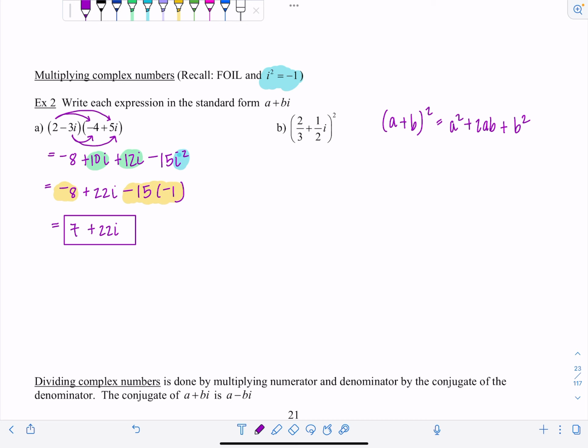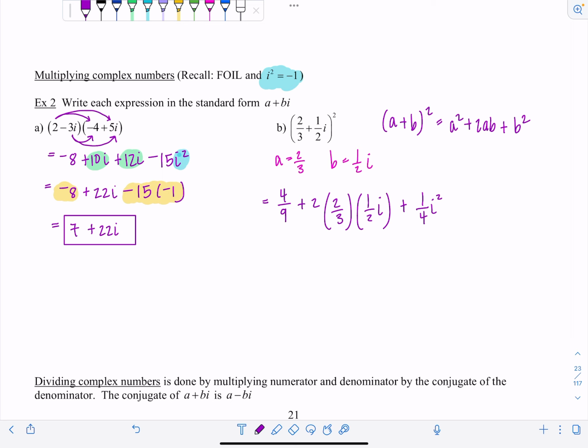Beautiful. So A in this case is 2/3 and B is 1/2 i. Can you see it? All right, so A squared: when you square a fraction, you square the top, square the bottom. So that would be 4/9 plus 2AB. So 2 times 2/3 times 1/2 i, that's 2AB, plus B squared. 1/2 i squared is going to be 1/4 i squared.